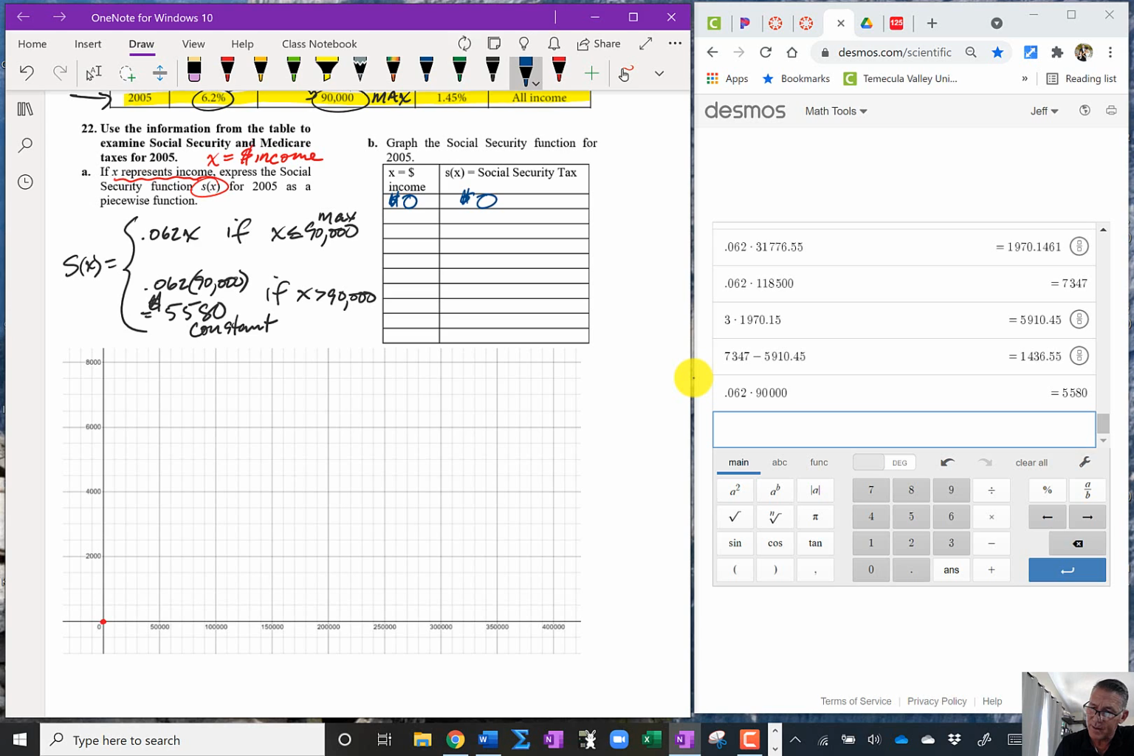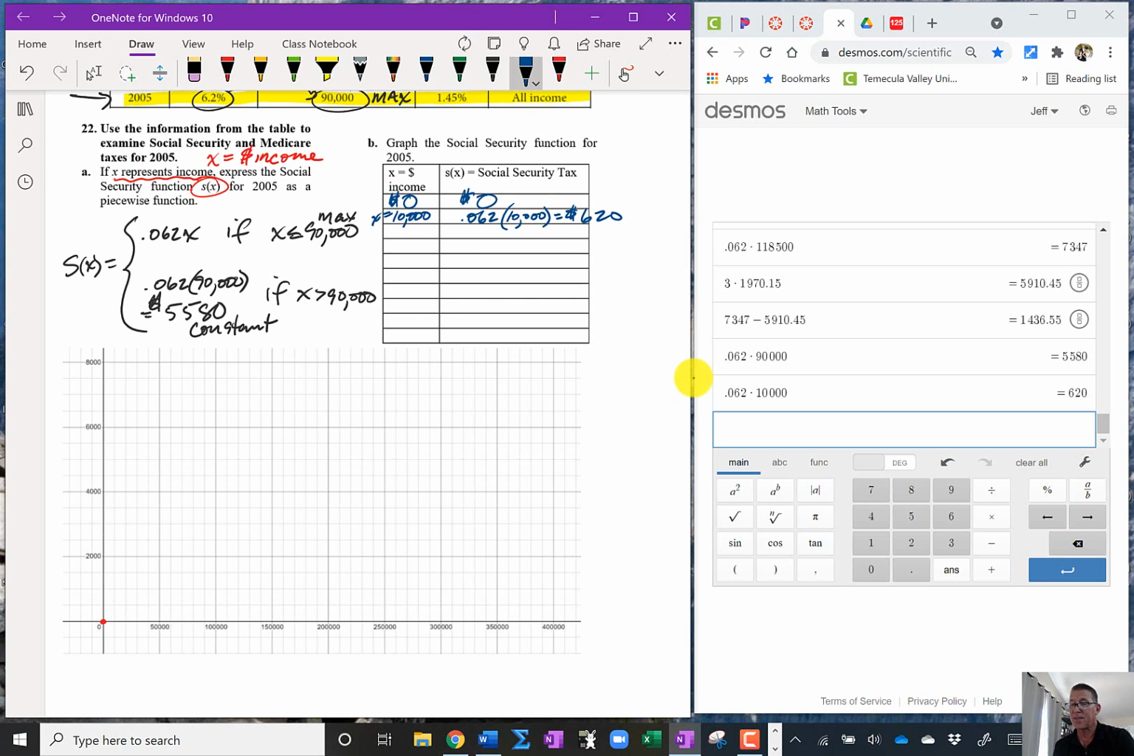Now let's do this for a few more numbers. How about 50,000? That's still less than 90,000. So you have to pay 0.062 times 50,000. Notice that you're going to have to pay more, $3,100 total to be exact. And then you come up to the magic number. Let's suppose you're at 90,000. You have to pay 6.2% of that, which we already calculated earlier, which is 5,580 bucks. And after that, things change. It becomes constant. So let's plot these.